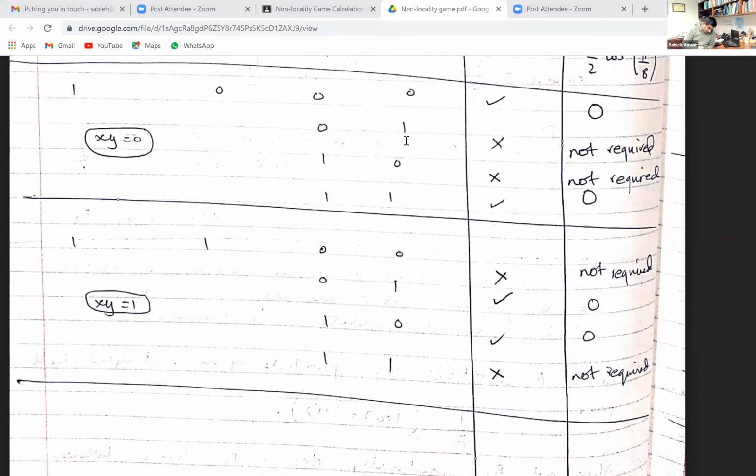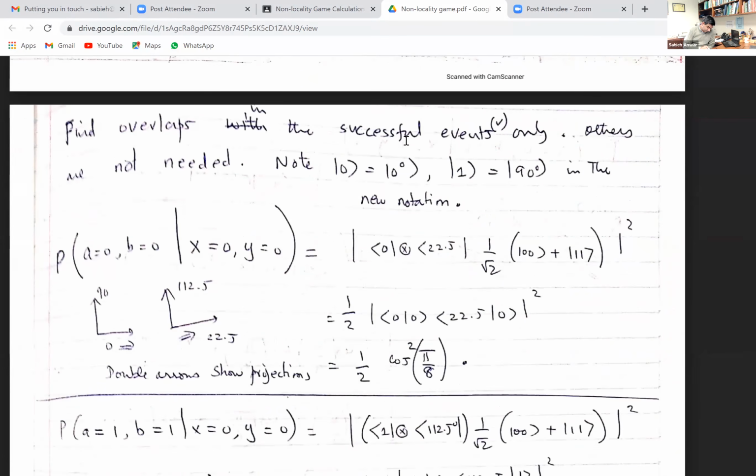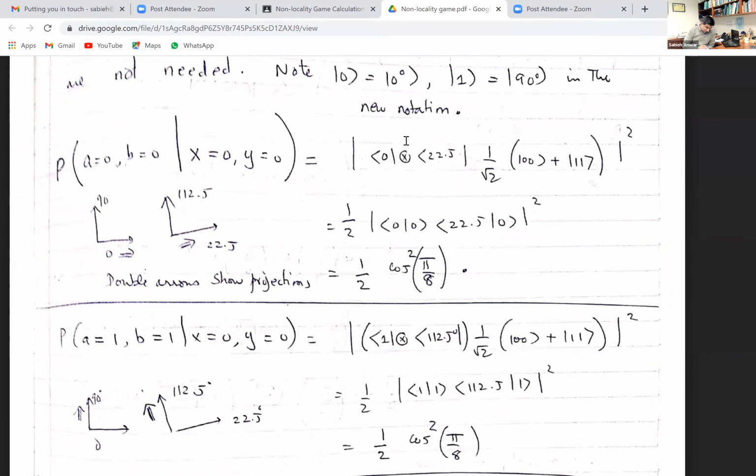So, I've calculated these probabilities. Just as an example, you will see on the screen that if the input is 0 on both x and y, I would like to find out the probability that a and b both are 0. So x equals 0 and y equals 0 ensures that Alice uses the 0-90 basis and Bob uses the 22.5-112.5 basis, and the output 0 on each of a and b implies that the detector aligned with the ket 0 axis for Alice and the detector aligned with the 22.5 degrees axis for Bob fires.